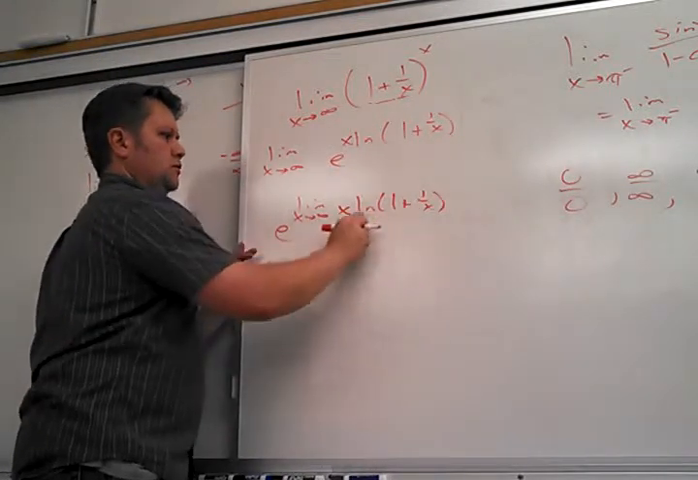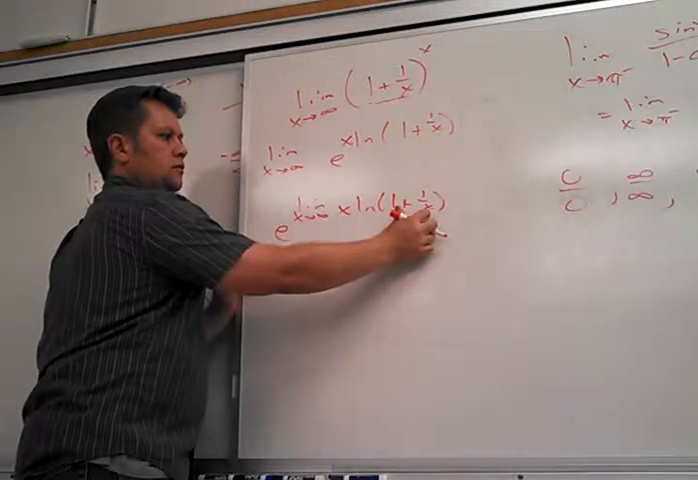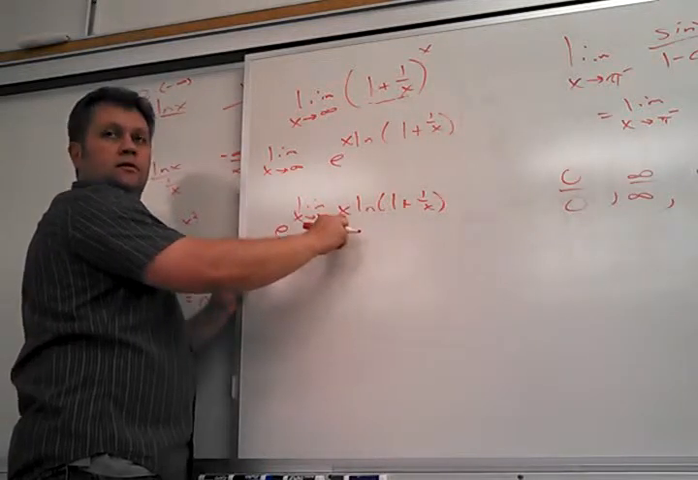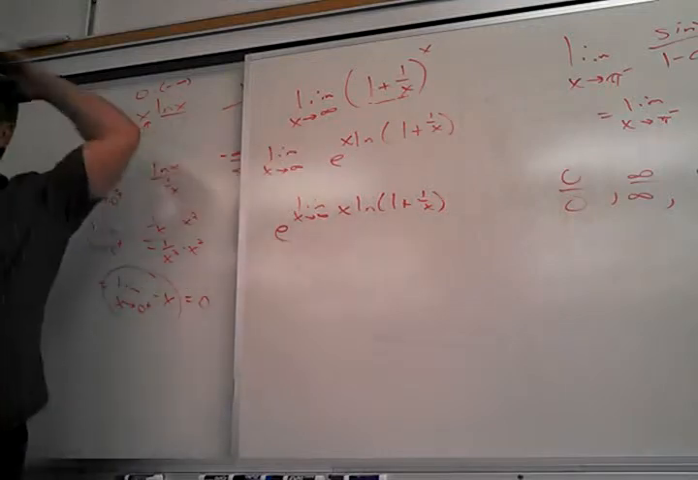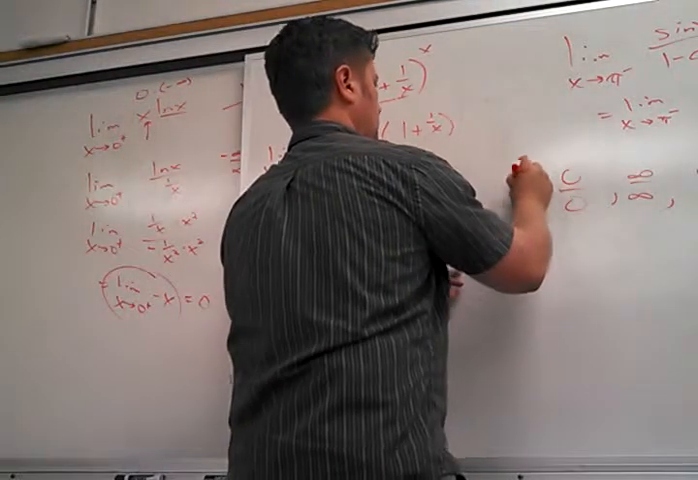What's this going to? Think about it. The inside's going to 1. What's natural log of 1? 0 times infinity. That's one of our indeterminate forms. Right? Did I put it up there? No, that's one I left off. There.